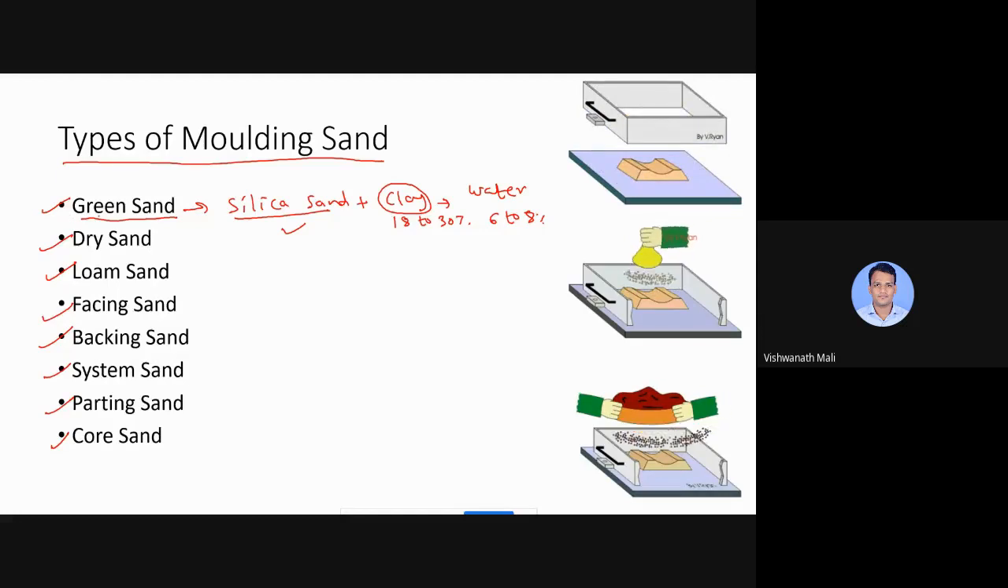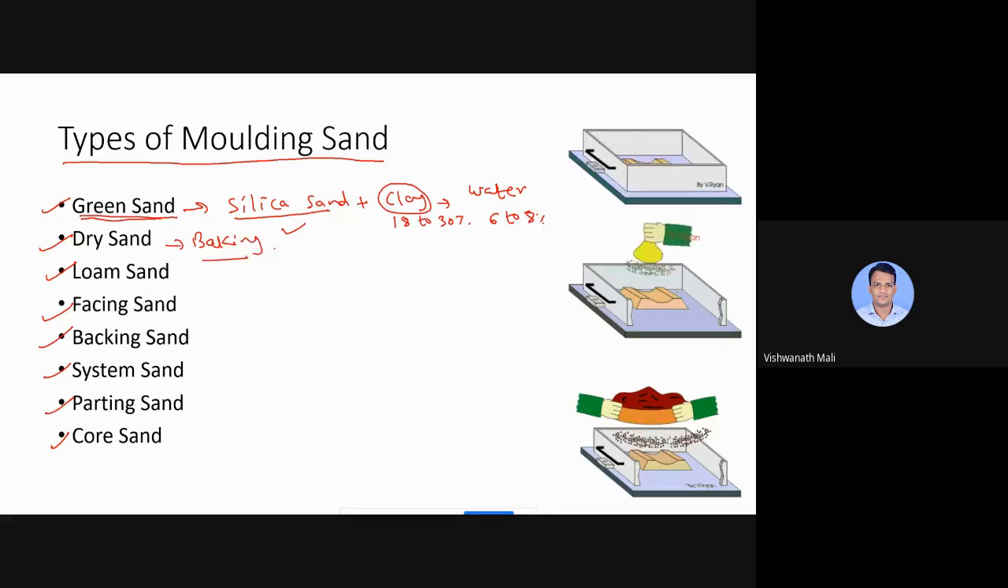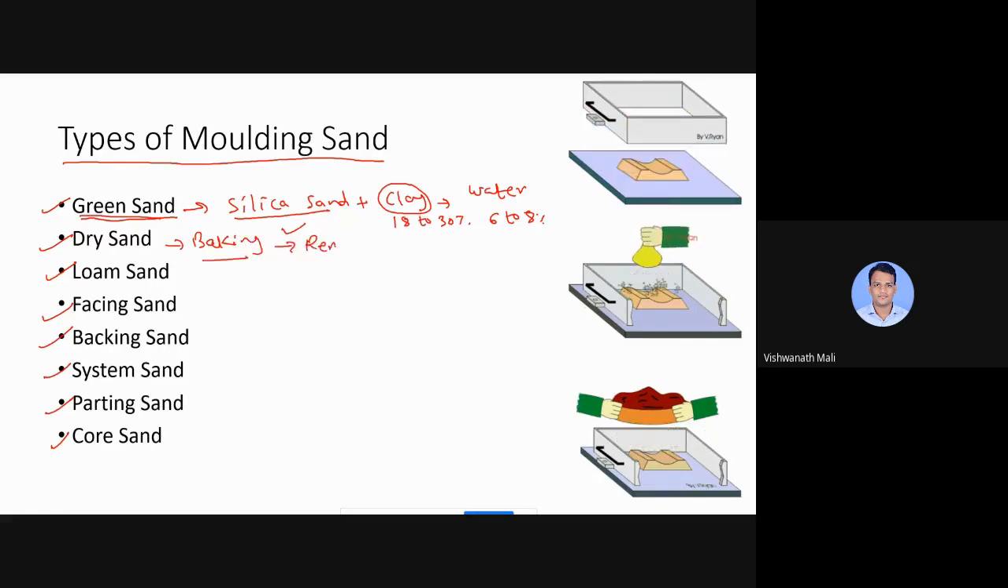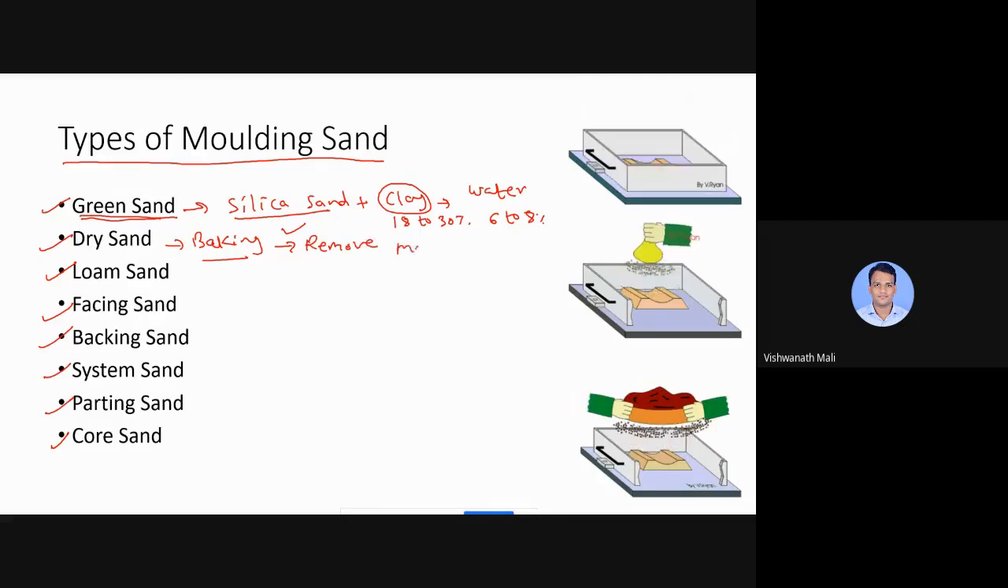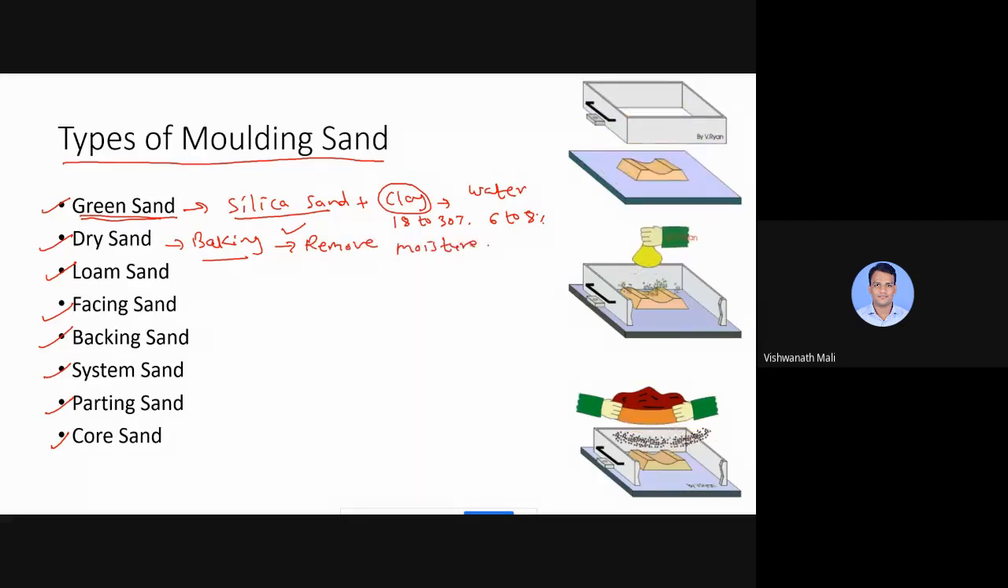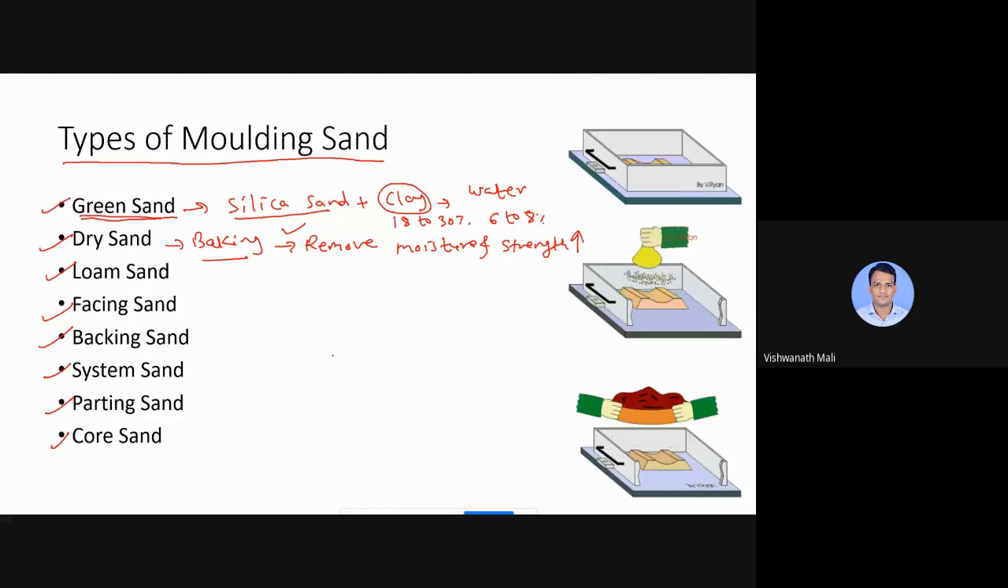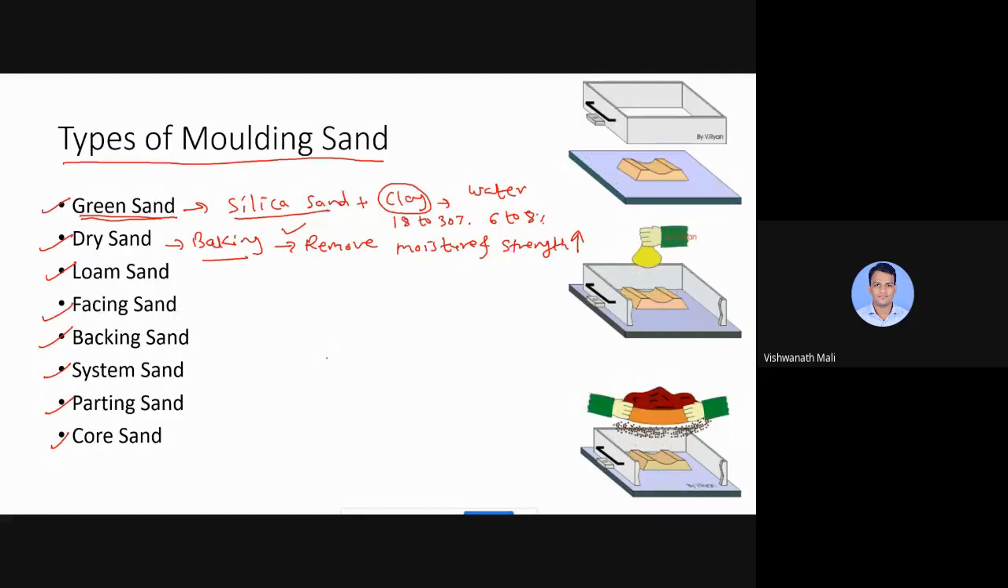So the first is green sand, which is used to prepare the mold. Once we prepare the mold, to increase the strength, we go for baking. Why do we go for baking? To remove moisture and to increase the strength. So whatever baked sand there is, that is called dry sand.